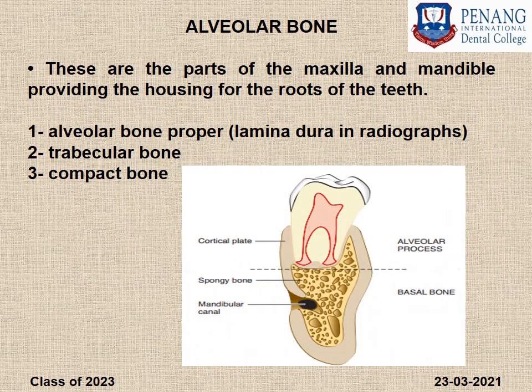Coming on to alveolar bone, these are the parts of the maxilla and mandible which provide the housing for the roots of the teeth. Here you can see the bone which acts as a socket for the tooth to be placed. It has three main structures. One is the alveolar bone proper, which is seen as lamina dura in your radiographs. The second one is the trabecular bone, which is there inside. The third one is the compact bone, which is there just outside.